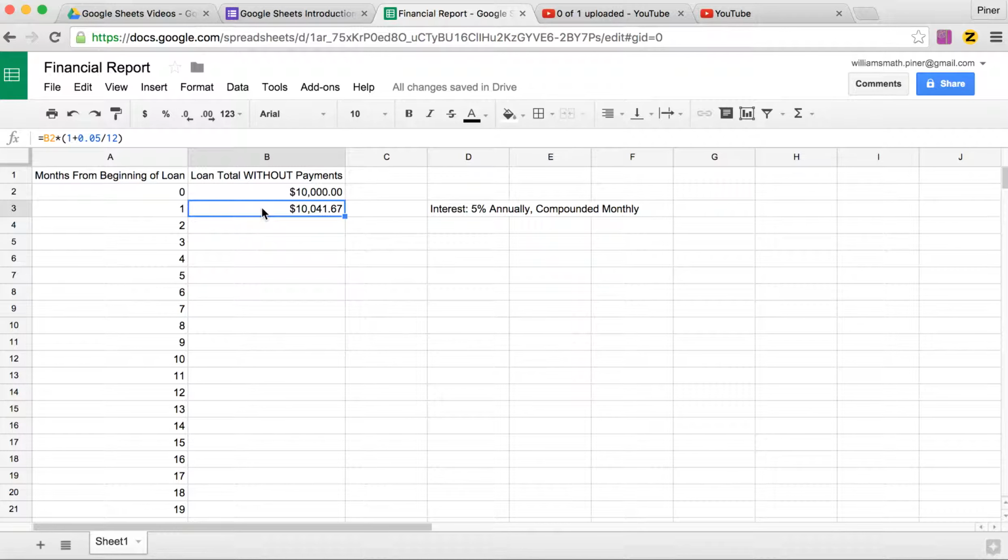So I'm going to go to this cell, cell B3, and say edit, copy, or use Control C, and then go to the next cell for after 2 months and paste. And just like this cell took the previous cell and multiplied by the interest, now this one is taking the previous cell and multiplying by the interest. So you can see that after 2 months, I'd be up to $10,083.51.